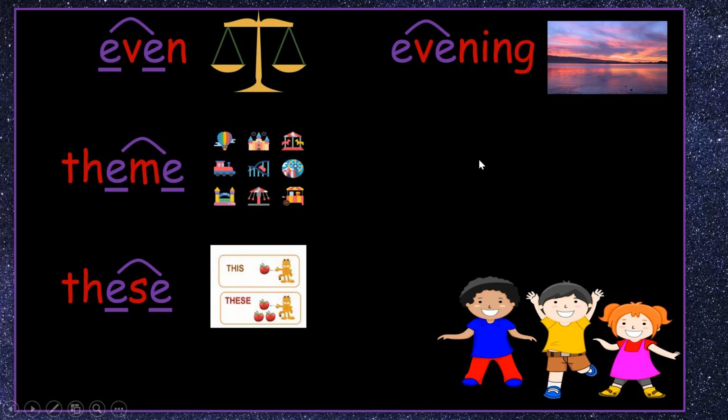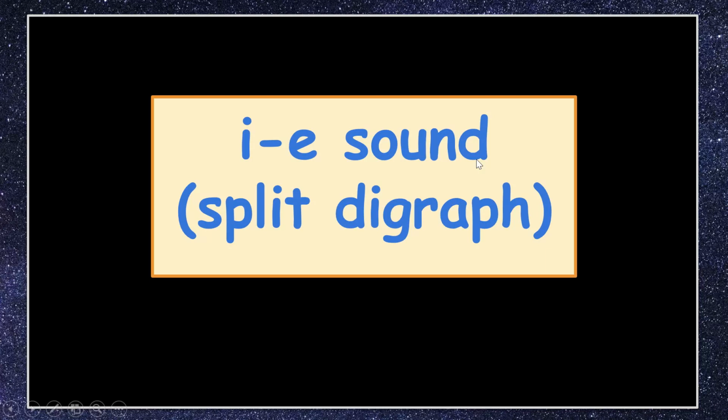Evening. Good job. Now let's have a look at the third sound. Now the third sound here is I. Now the I and E, when they come together, they make one sound, that is I. But because they are split digraph, means they are being very naughty and they can't sit next to each other. So one word has to come in between the dash here. Alright? Okay, the dash here. So let's have a look at the video.